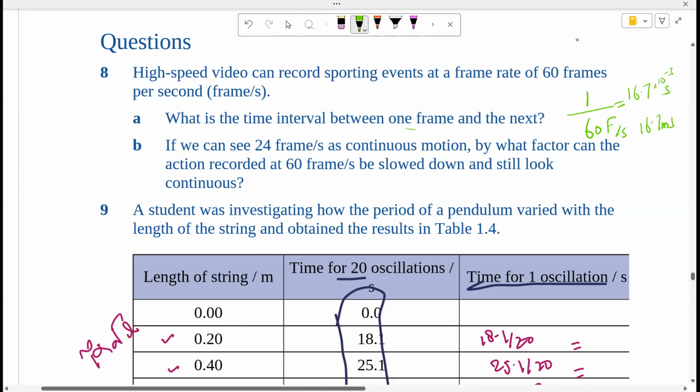Next we have to find out a ratio. It says if we can see 24 frames per second as a continuous motion, by what factor can the action recorded at 60 frames per second be slowed down and still look continuous? So we have to find out their ratio. Which one will we divide by which? 24 with 60 or 60 with 24?